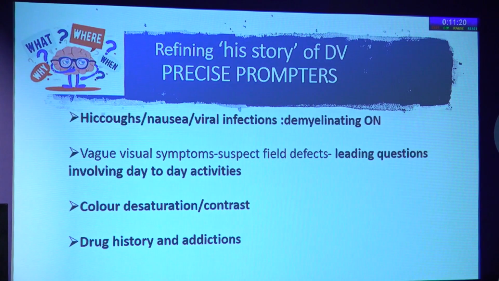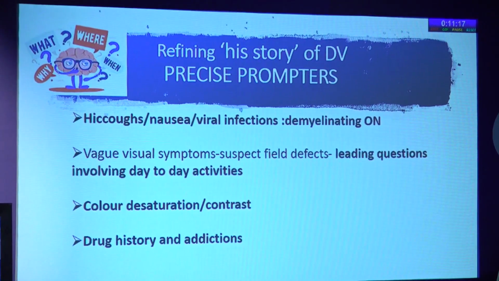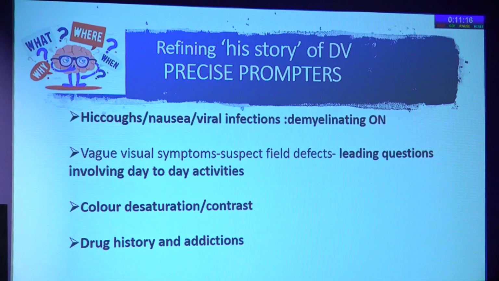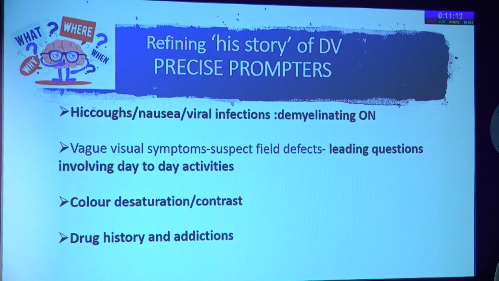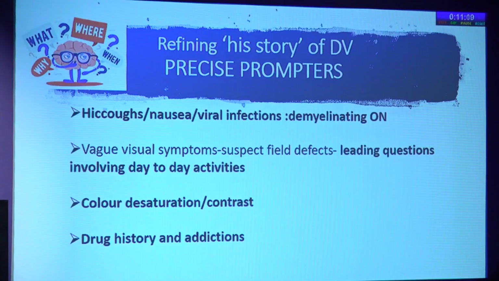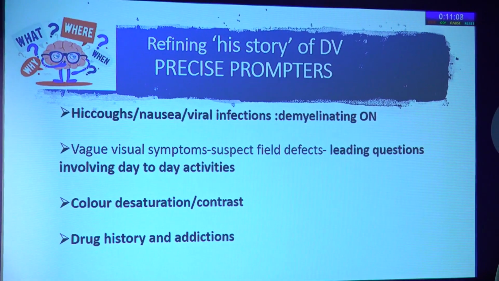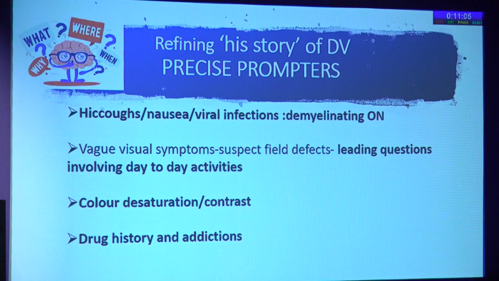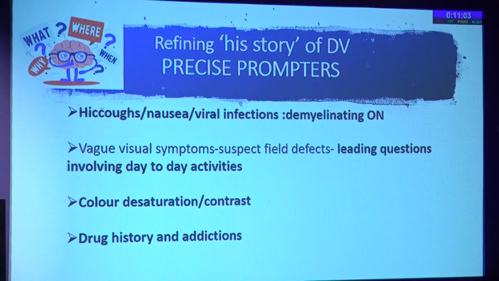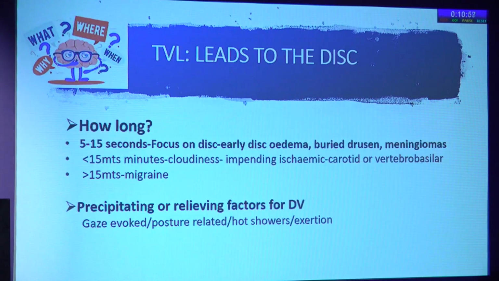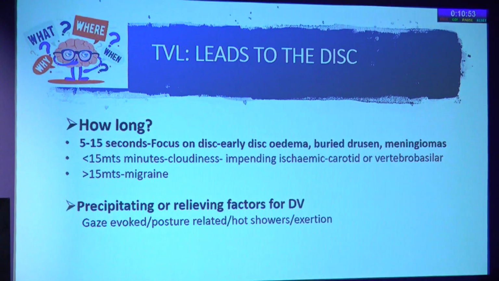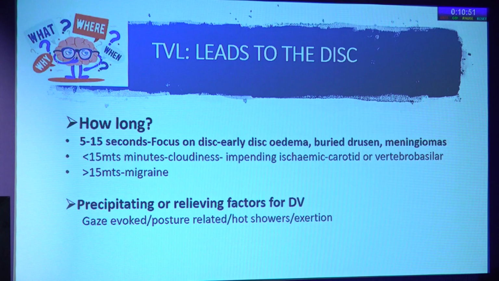So I'll start right from the history. Just one point in history taking is that your prompters should be very precise, because many of the symptoms in optic nerve disease are quite vague. I'm just putting some examples there. Unless you ask about each of these specifically, especially even the field defects, they may not come out with these helpful hints.